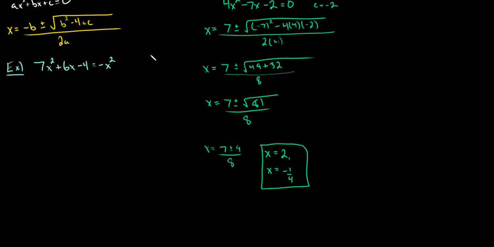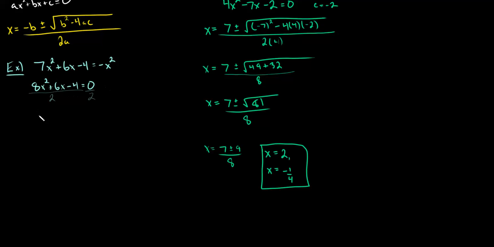Well, once again, we need to be in standard form. So I need to move this x squared over. I have to add x squared to each side, and this is going to become 8x squared plus 6x minus 4 is equal to 0. You can go straight to the quadratic formula here, but I always advise to look for a greatest common factor. And in this case, we have a greatest common factor of 2. So me personally, I would actually divide each side by 2. You don't need to do this, but it would help us out a little bit.